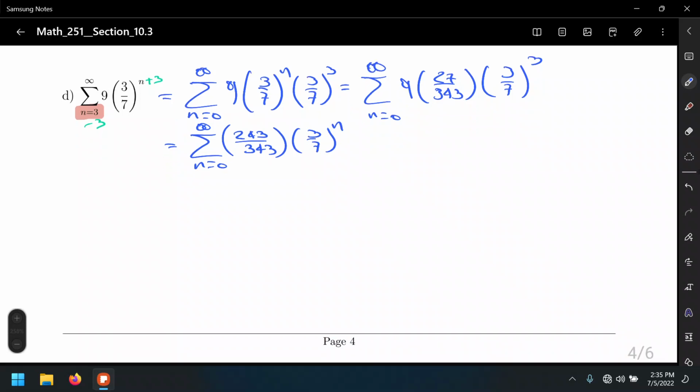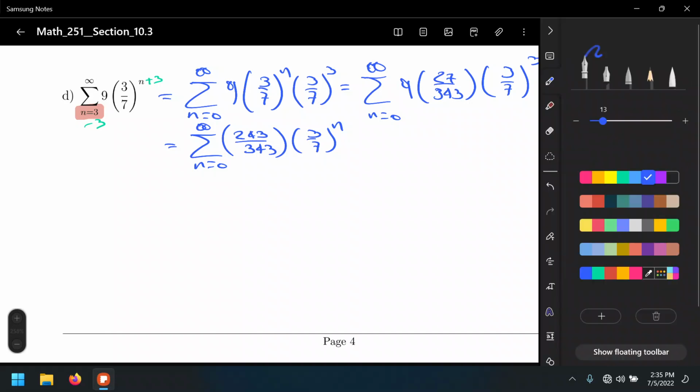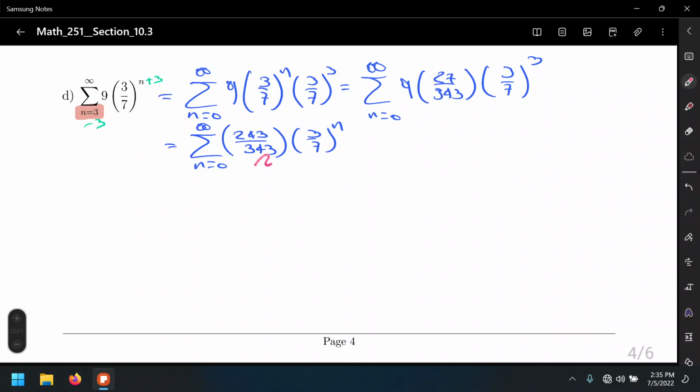So in this case, we have the series in the correct format: the starting index being n equals 0, a times another value r, which is raised to the n power. So let's identify those values. A is 243 over 343, and r is 3/7. For r equals 3/7, let's take the absolute value of 3/7, which is 3/7, and this happens to be less than 1.